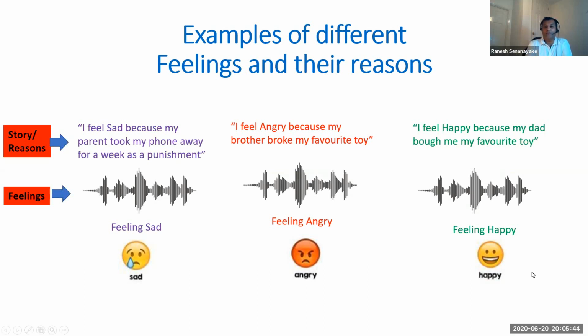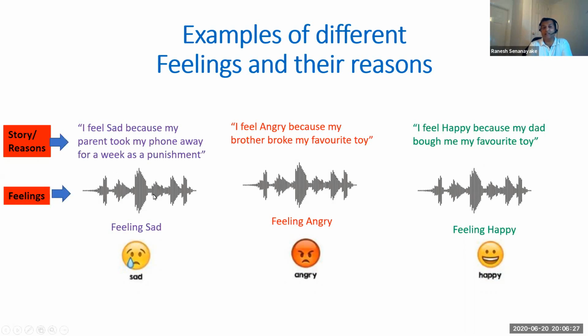On the next slide, I want to give you examples of feelings and their reasons. On the top row here, the example shows a story or reasons why we may feel these feelings. For example, when you're feeling sad in this particular example, the reason is that I feel sad because my parent took my phone away for a week as a punishment. So that's the story, but that's the feeling in the middle. We have a story around the feeling and then the actual feeling itself. I want you to understand the difference there.